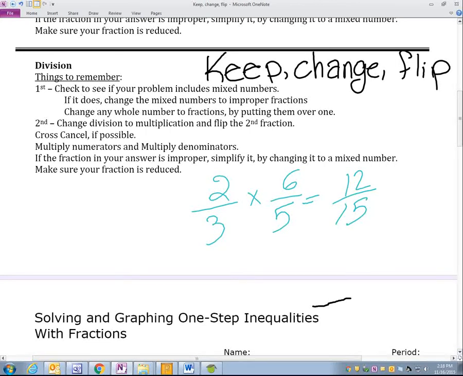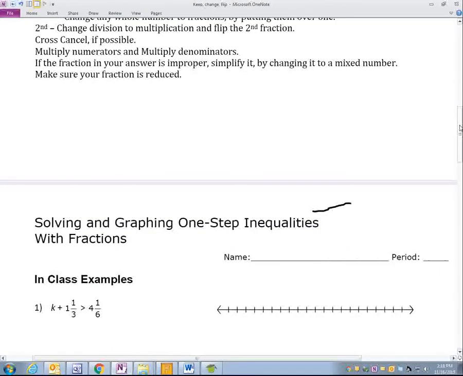Okay? Keep, change, flip. It should still be linked on my website. I'm showing you what keep, change, flip is because people were doing flip, change, keep, or keep, change, keep. Like all of a sudden, just magically, poof, the division became multiplication.